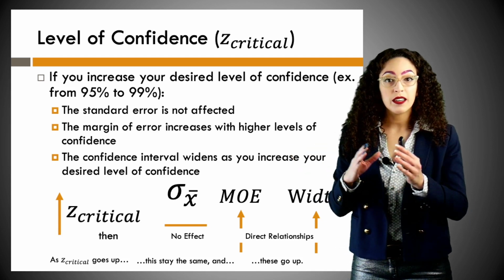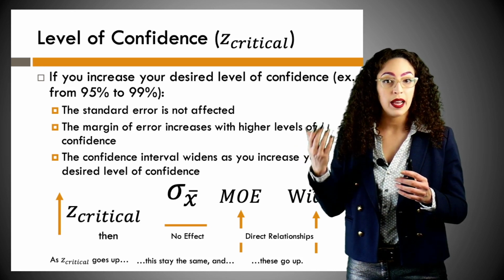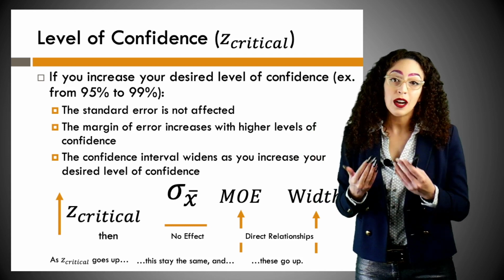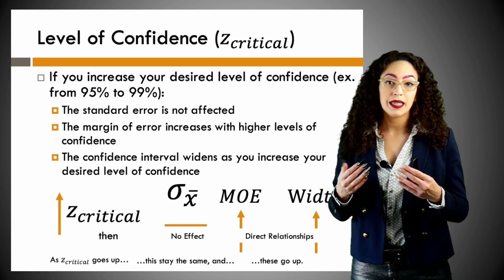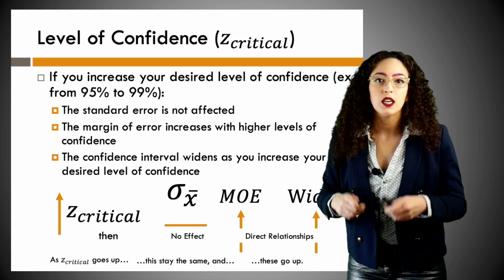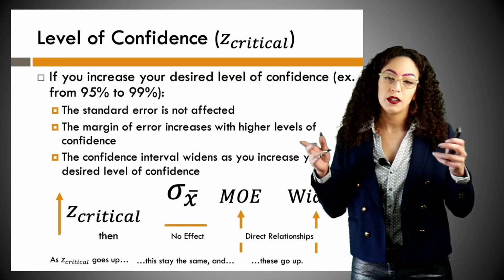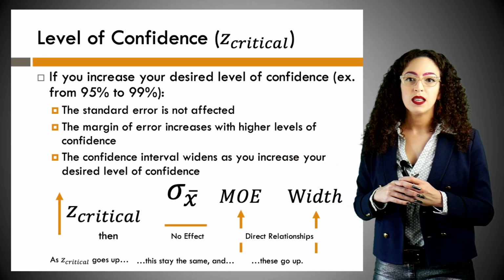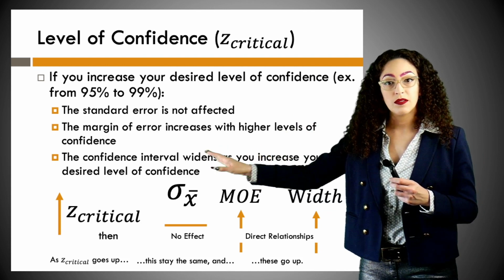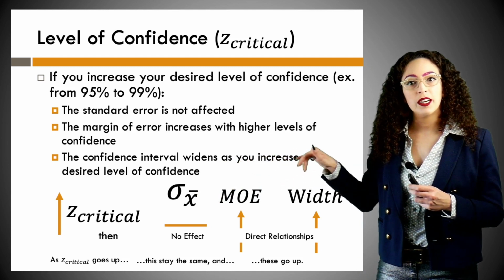So your margin of error gets wider because margin of error is made up of the critical value, that level of confidence we want, times the standard error. And your confidence interval is going to widen because, again, if you want to capture that truth and be really confident that you captured it, you have to throw out a really, really wide net. And the wider the net, the wider your confidence interval. So in this case, the Z critical, or that level of confidence, has firstly no effect on standard error, but a direct relationship with margin of error and width.